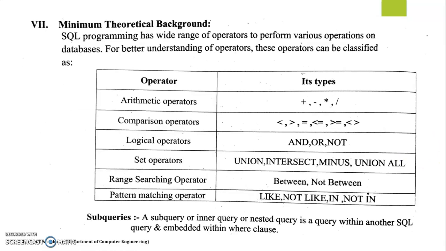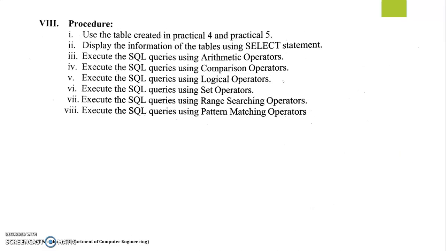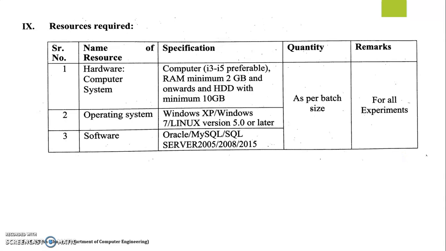Minimum theoretical background is regarding the different operators. These operators we have already studied in our theory session, so you can refer to that. Then the procedure: we will be using the same table that we created in practicals 4 and 5, displaying the information from the table using the select statement and using the different operators such as arithmetic, comparison, logical, set, range and pattern matching operators. These are the minimum requirements for performing the experiment.